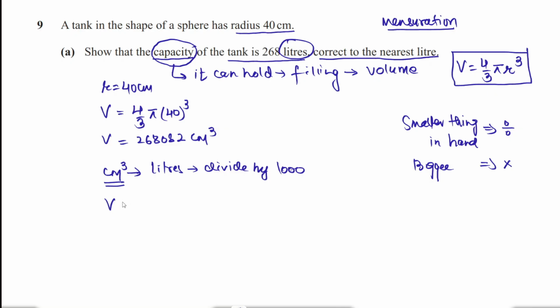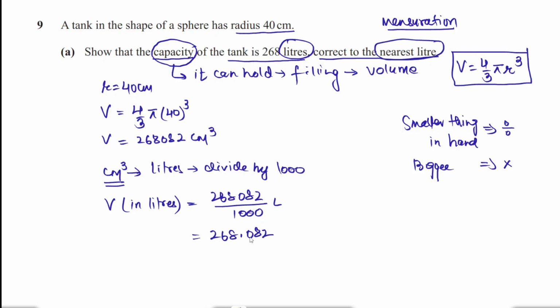So the volume in liters is 268,082 divided by 1000, and if you divide it, you get 268.082. We need to write the answer to the nearest liter. Hence 268, and we have 0 after, so 0 doesn't have any impact here, so it is going to be 268 liters. That is going to be your answer. I hope I am making you understand. Let us see the next part of this problem.